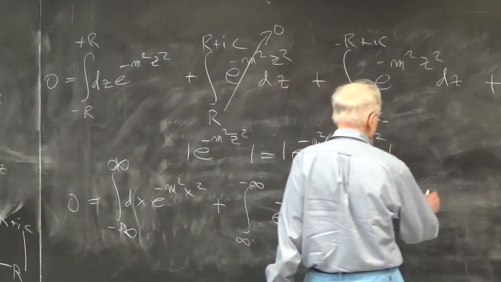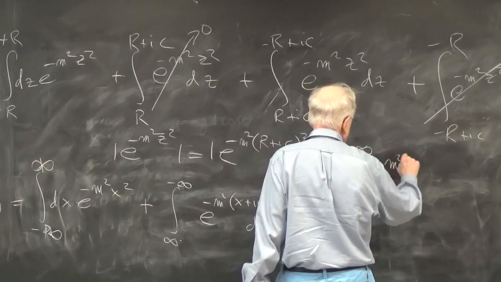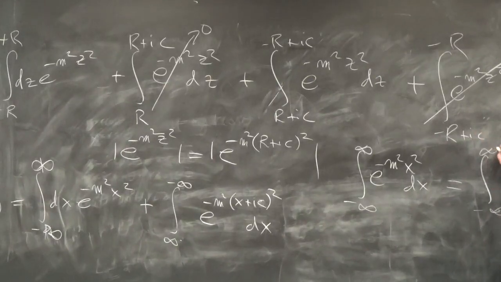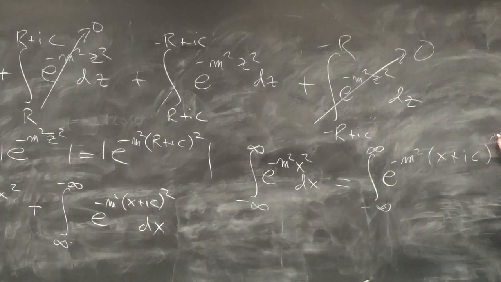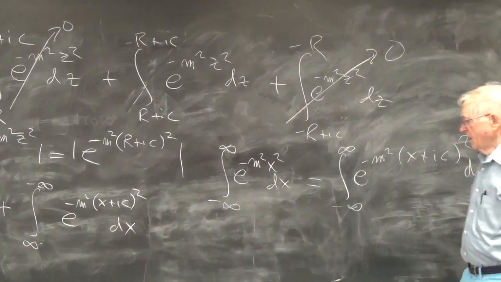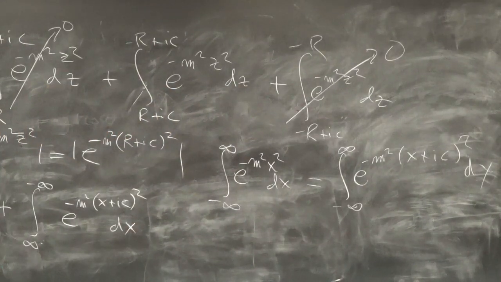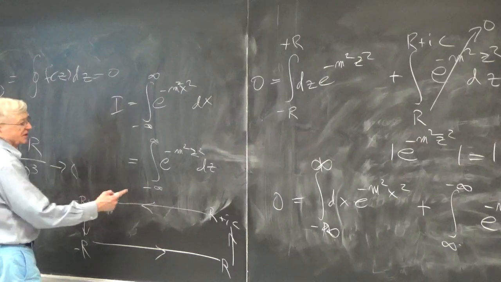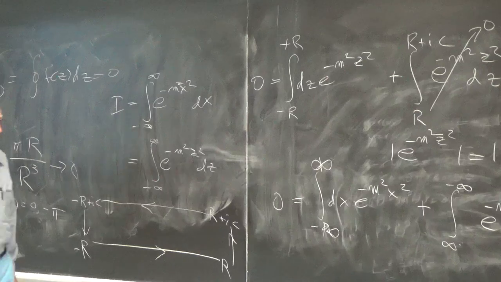And so we get the rule that the integral from minus infinity to plus infinity of e to the minus m squared x squared dx is equal to the integral from minus infinity to plus infinity of e to the minus m squared (x plus ic) squared dx. So that's the result I wanted to get to. And the way we got to it was we introduced a ghost contour. That is to say, a contour on which the integral of the analytic function just is 0 in the limit of r going to infinity.